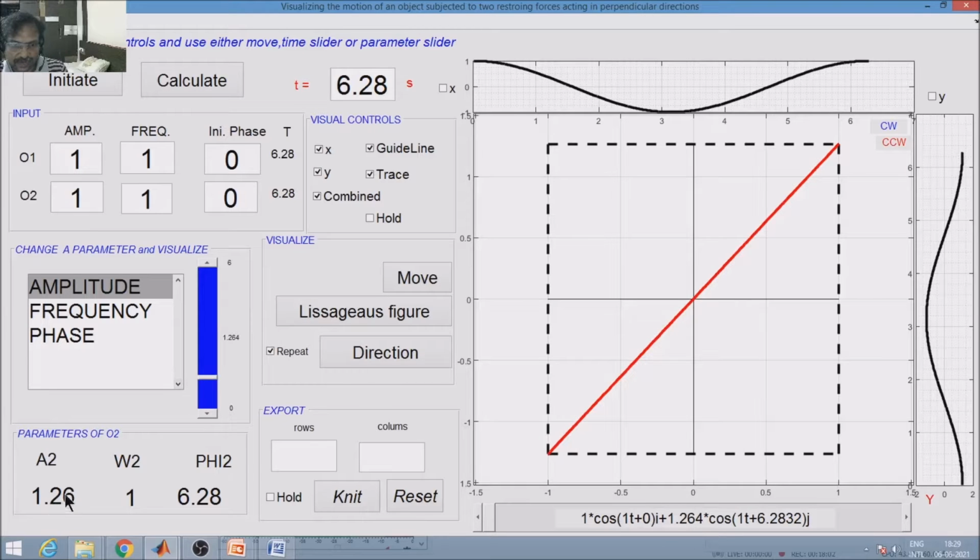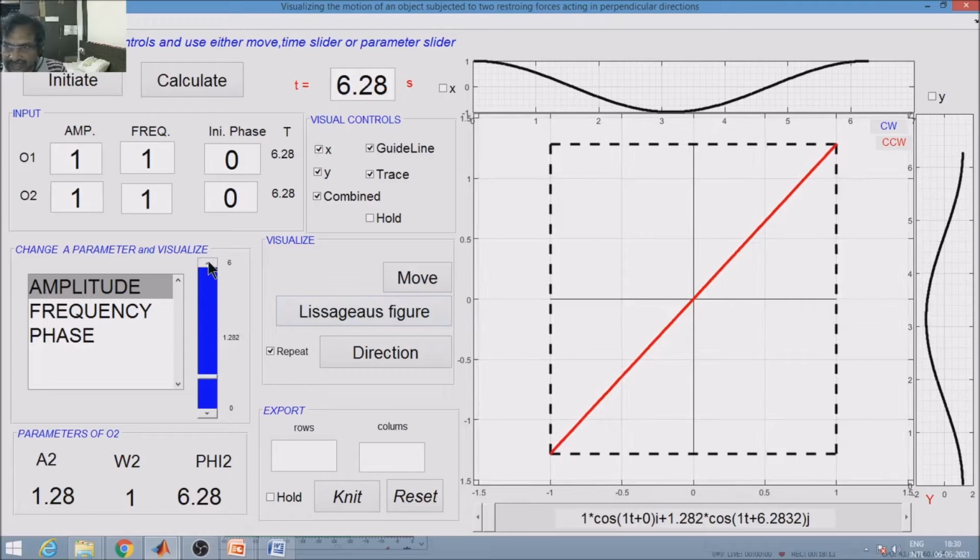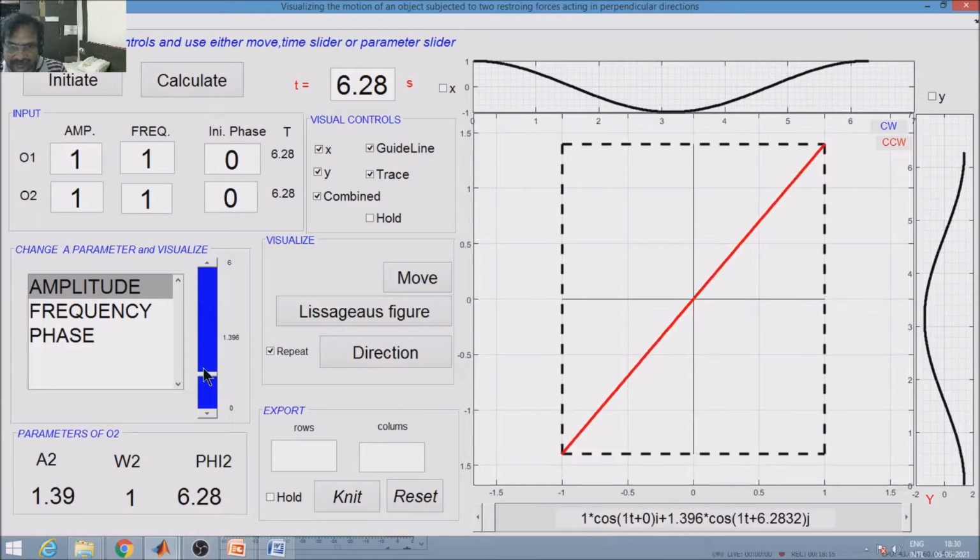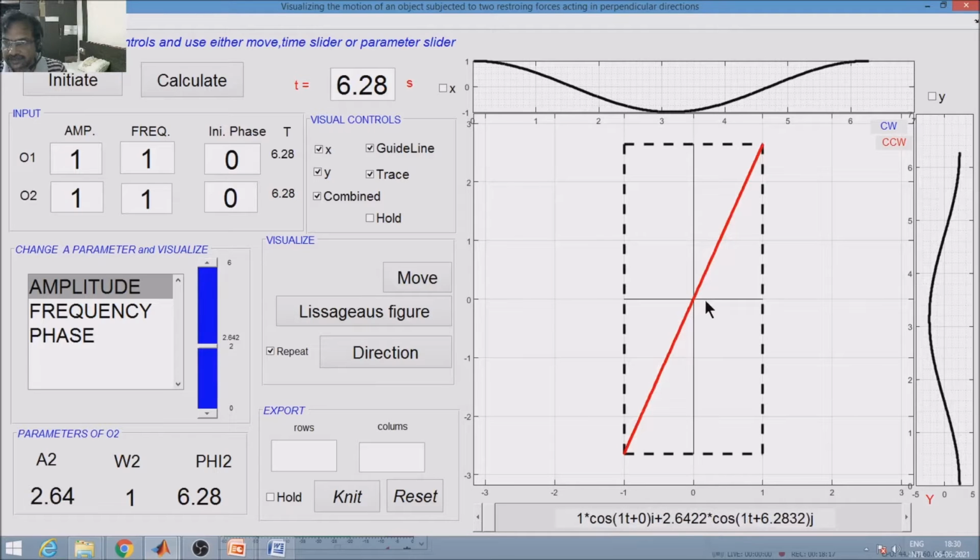Now amplitude A2 is 1.26 in this direction. You can see this is higher than this and the angle is changing. The angle depends on A2 and A1. So this is about 2.64. So motion always occurs in a rectangle of 2 into 2.64 and 2 into 1 on the x-axis. We can see this.